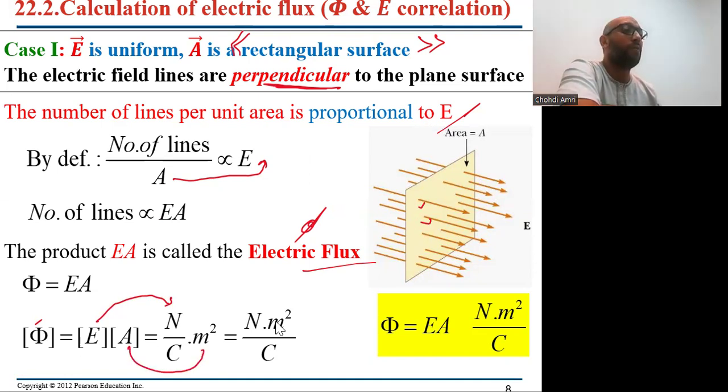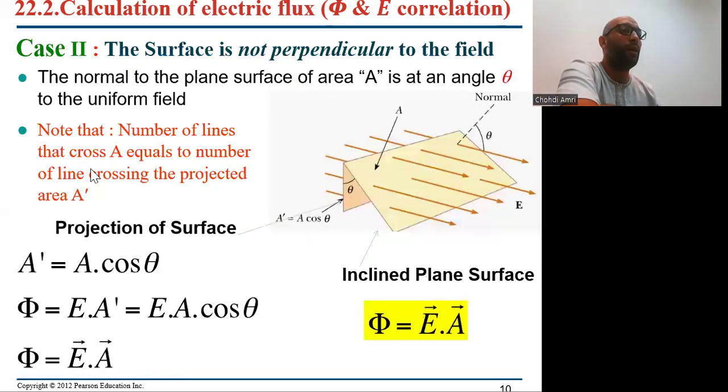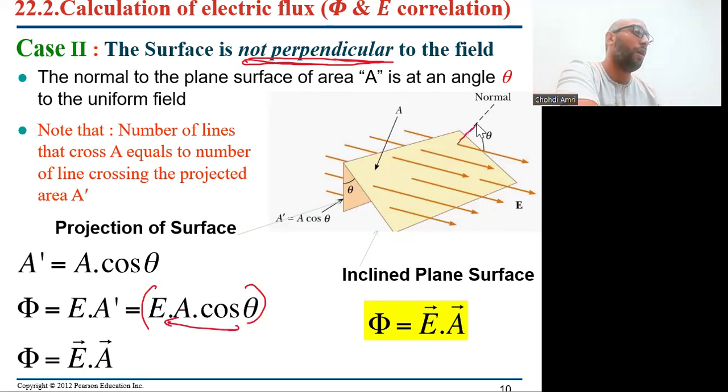So the unit of the electric flux will be Newton meter squared per Coulomb. Let's take the other case. Case 2, the surface is not perpendicular to the field. In this case, in summary, the electric flux will be phi equal EA cosine theta.